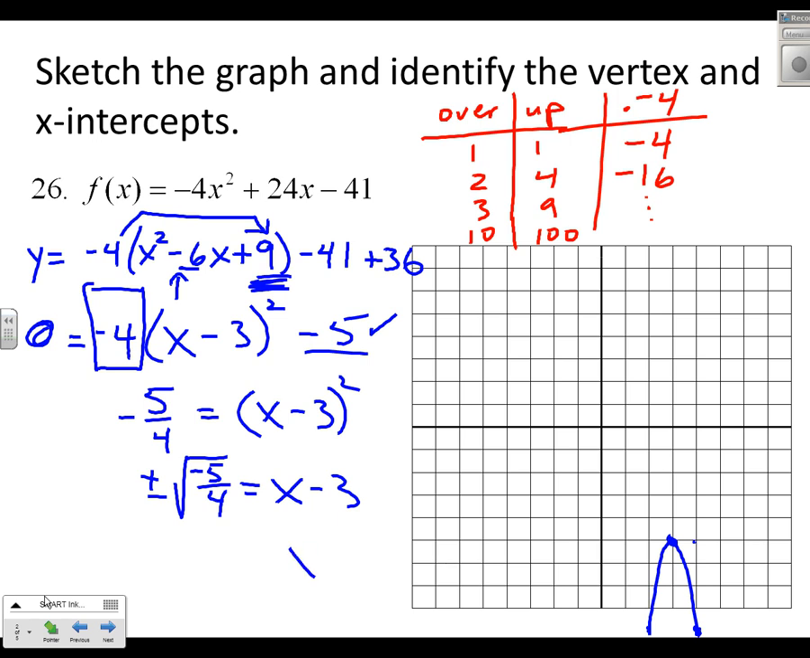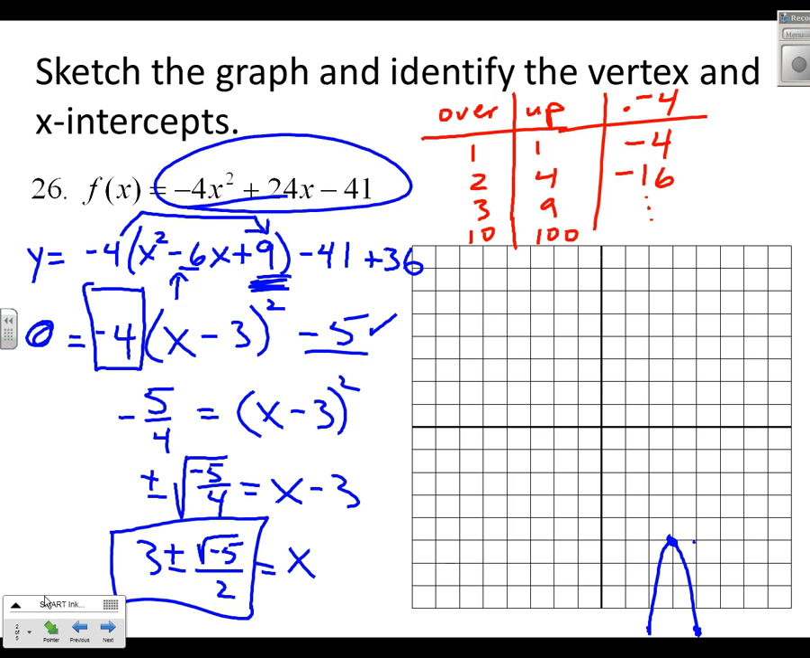But if I continue on, I could get x equals 3 plus or minus the square root of -5 over the square root of 4, 2. And notice how this is looking like kind of a quadratic formula type answer. That's what I would get through quadratic formula if I went through this whole process. But there we see no x-intercepts. But clearly we knew that once we graphed. So it's nice to have our graph confirm our algebra.